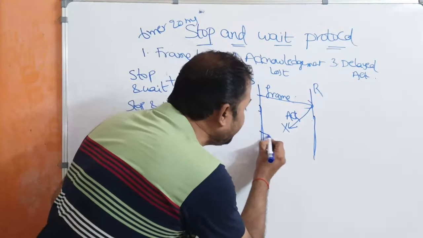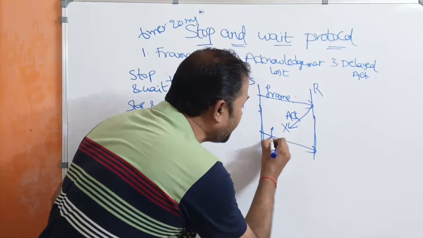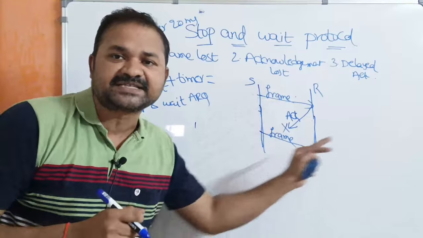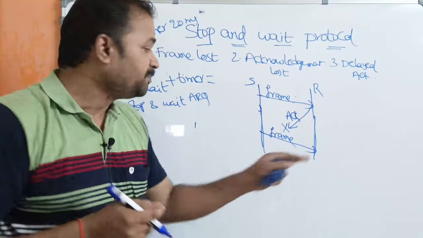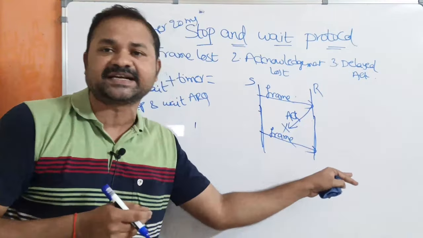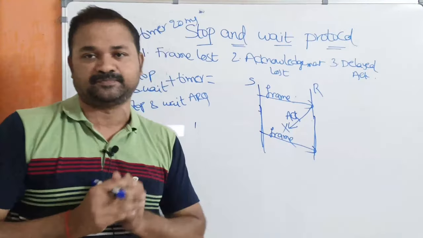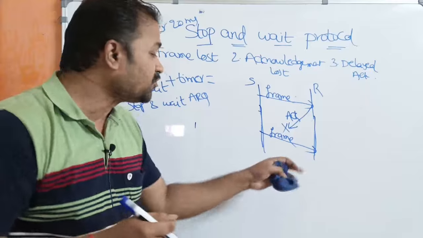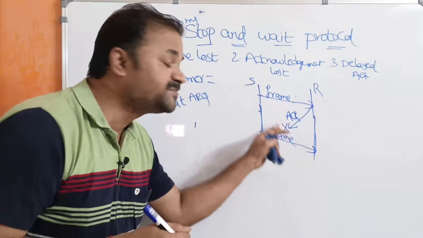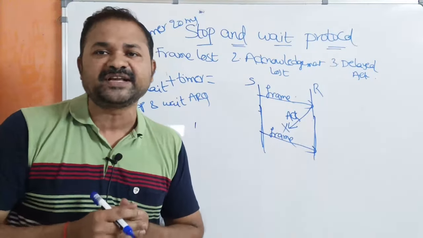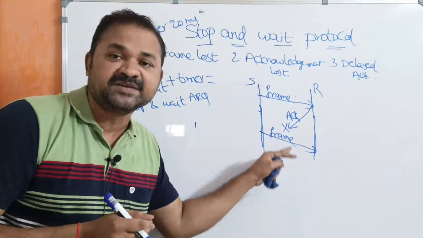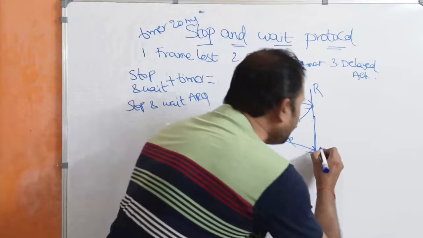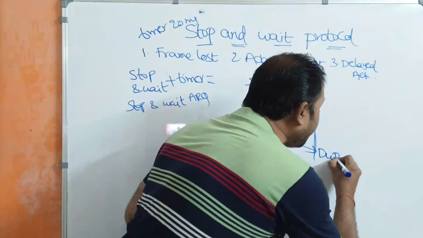The sender will retransmit the same frame once again. But here the receiver thinks that it is a new frame. So the receiver will provide an acknowledgement for this frame. But what is the problem here? This frame is nothing but the old frame only. So this problem can also be called the duplicate frame problem.